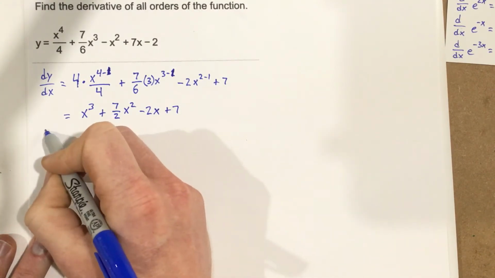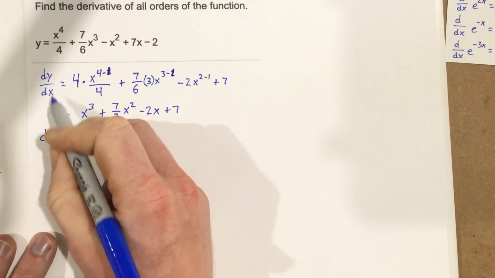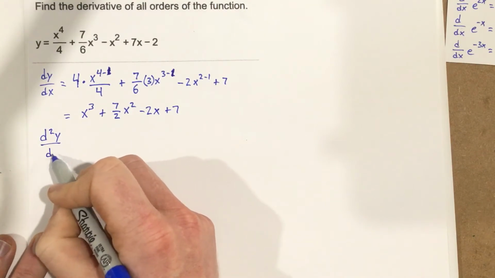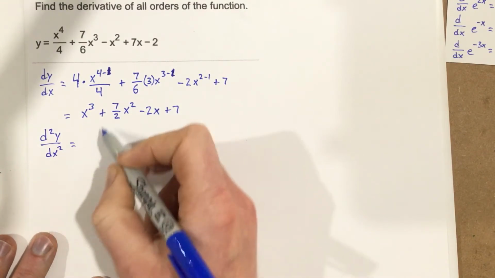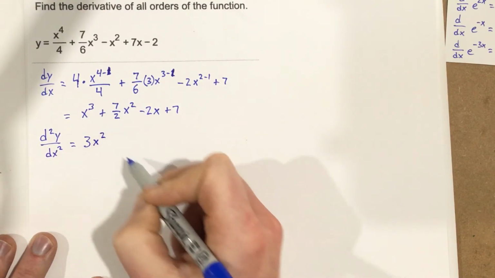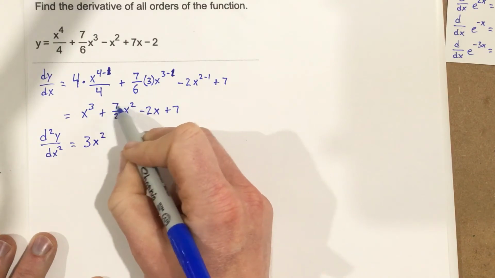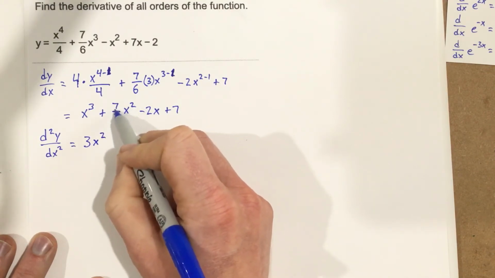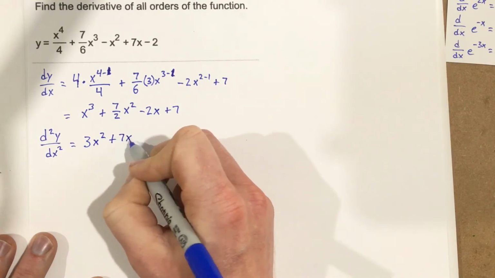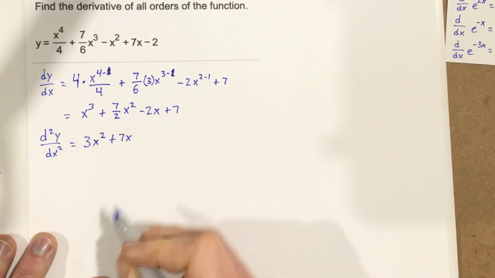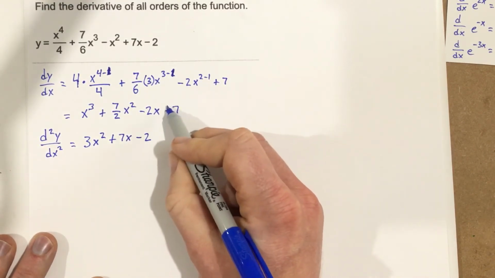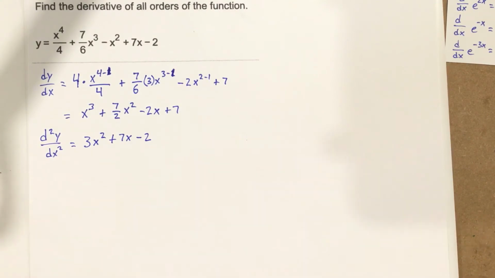Now I want the derivative of y, so the second derivative, the derivative of the derivative. So the second derivative of y with respect to x is just going to be 3x to the 3 minus 1, squared. When I bring the 2 to the front, I take 2 times 7 halves, which will cancel the 2, so I just end up with plus 7x, because I subtract 1 from the power. Derivative of negative 2x is just negative 2, and this will be 0 when it cancels out because I take the derivative of a constant.